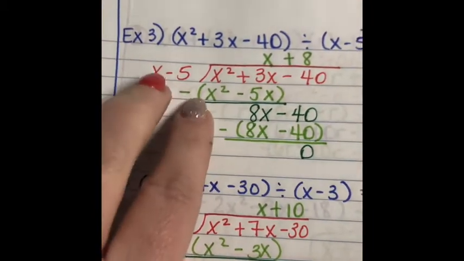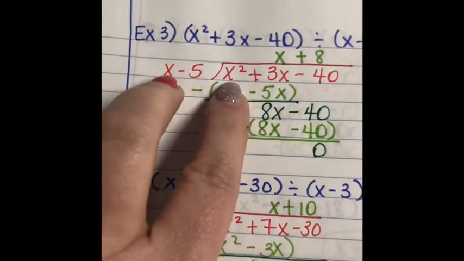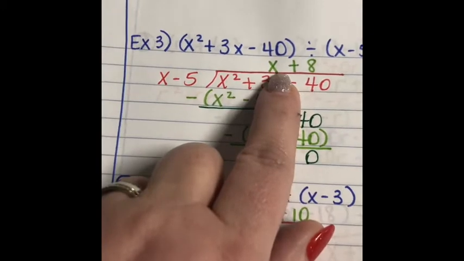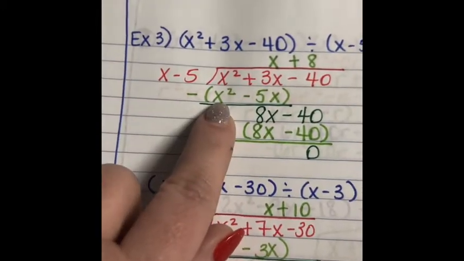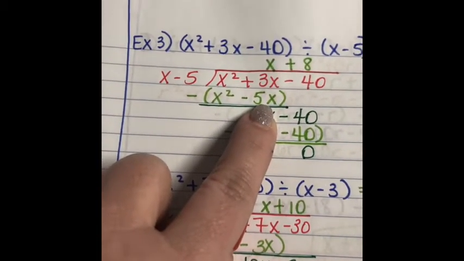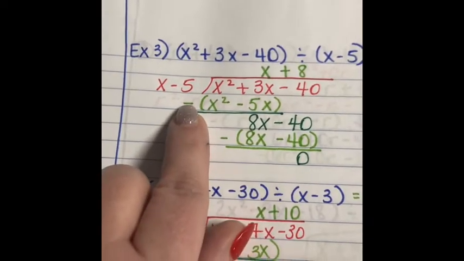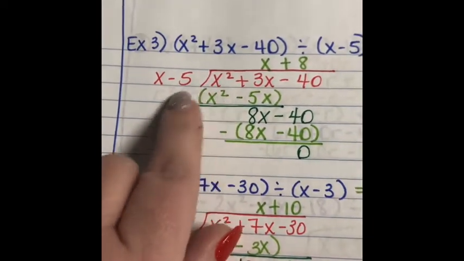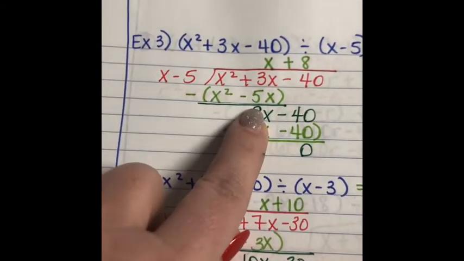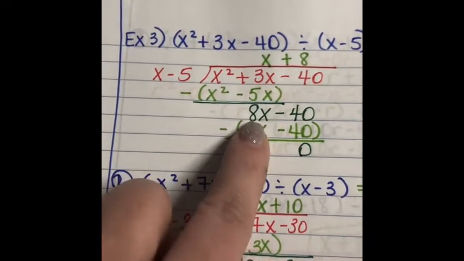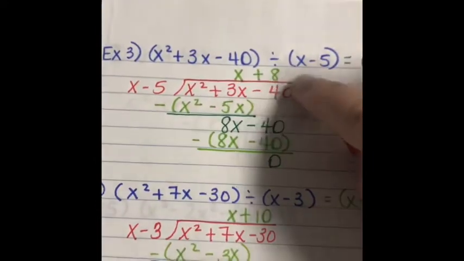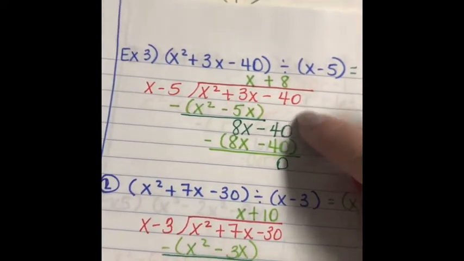And I'm going to actually focus in on the first term. What can I multiply x by to get x squared? So we determined that would be x. So x times x gives me x squared. X times -5 gives me -5x. So just like we used to do, I'm going to subtract that line from the line above. So x squared minus x squared gives me 0, and 3x minus -5x, so 3x plus 5x gives me the 8x. And just like we used to do, I'm going to bring down the 40 here, the -40.